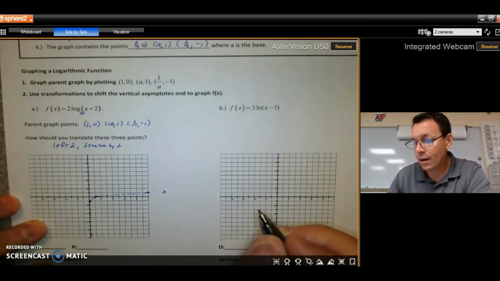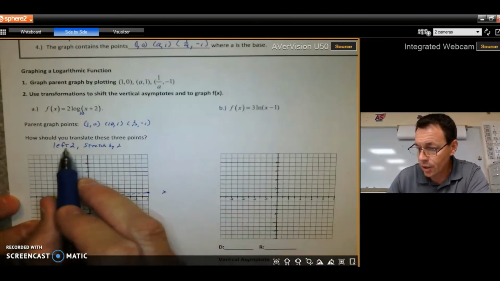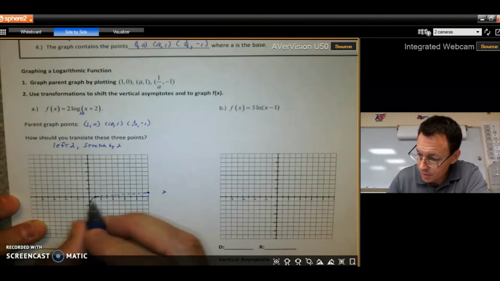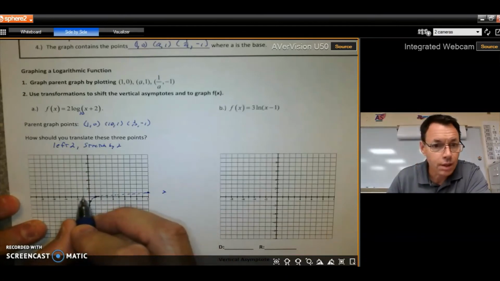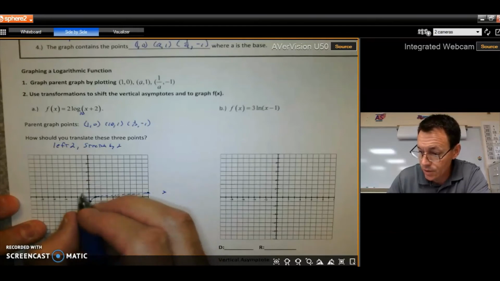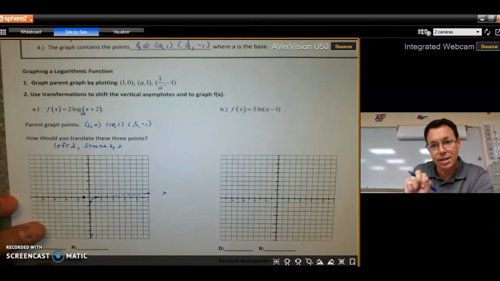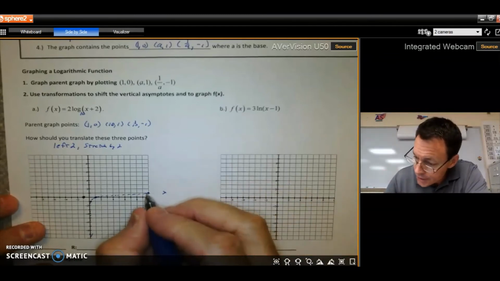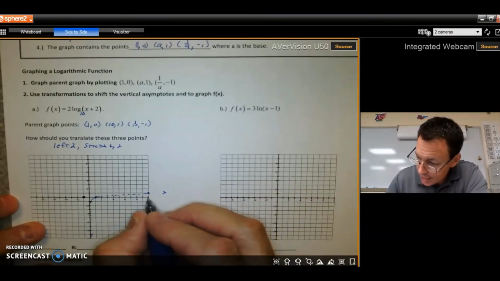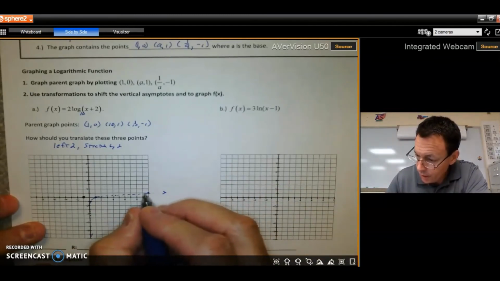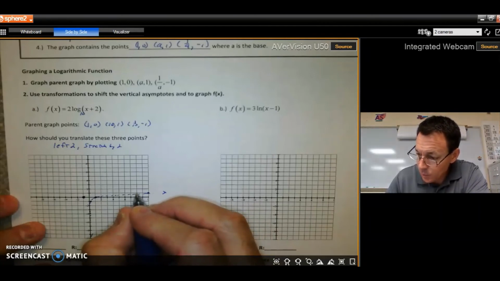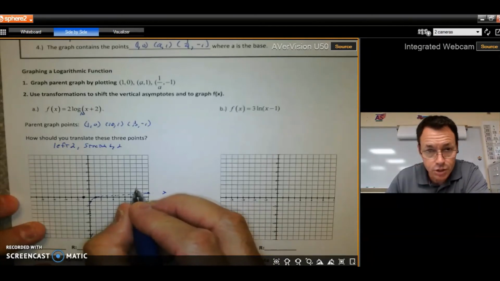Okay, but now I have to do what they've told me to do. I need to go left 2, so I'm going to start on the middle. I'm going to go left 2, and then stretch. Well, if you're sitting on the x-axis and you stretch vertically, you're still sitting on the x-axis. Your y value is 0, so it's not going to get stretched. So that one's going to kind of stay centered. This point that was over 10, up 1, we're going to go left 2. And then instead of up 1, we're going to be up 2. That's going to be our stretch.